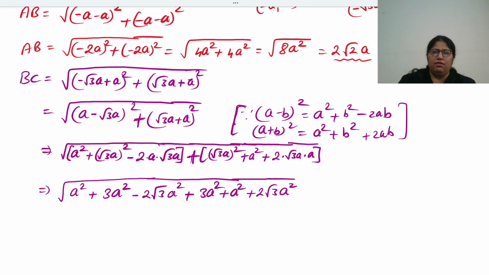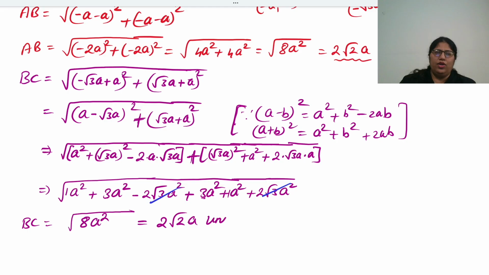Now if you see, this is the same value, one with positive, one with negative. So it got cancelled, and after that you are left with 3 plus 3, 6, and there's no coefficient, so you take it as 1. So it's going to be total 3 plus 3, 6, plus 1, 7, plus 1, 8. It's going to be root 8 a square, and the simplest form of that is going to be 2 root 2a. So what is your value of BC? 2 root 2a units. Now if you see, AB is equal to BC.